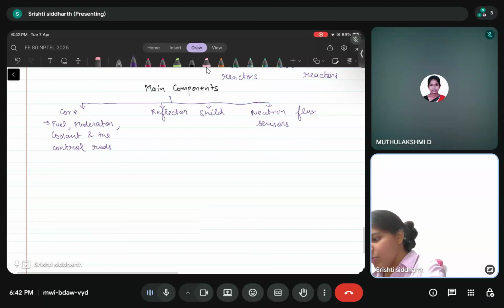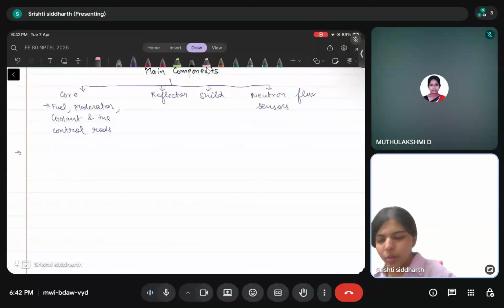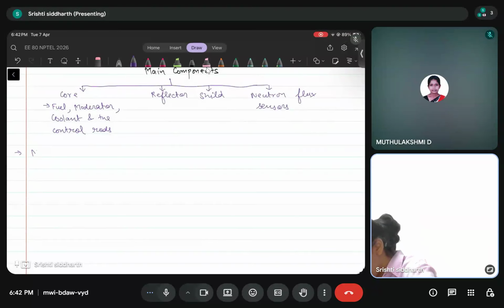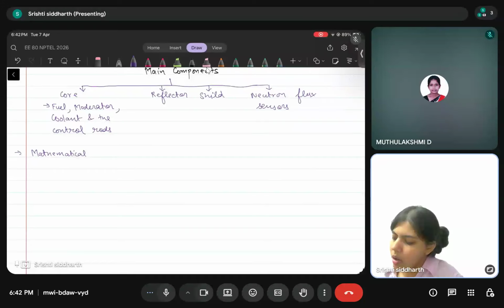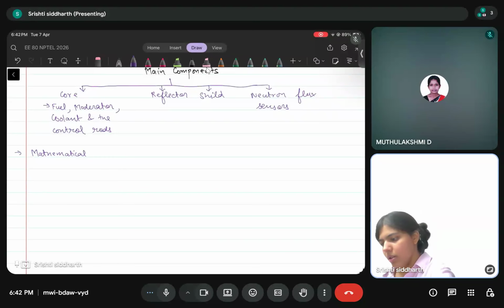Right. Now let's move on to the mathematical model of the nuclear reactor. So our objective is to model the nuclear reactor, then we'll find out that it's a nonlinear model. After that, we linearize it so that we get the state space model and then talk about its control.